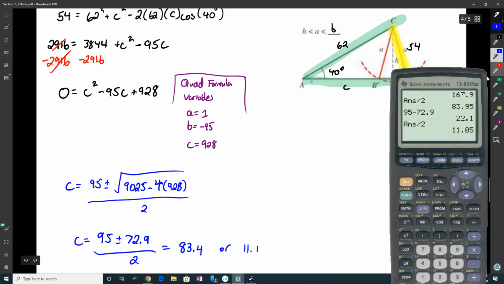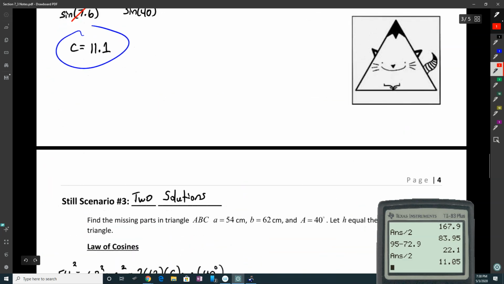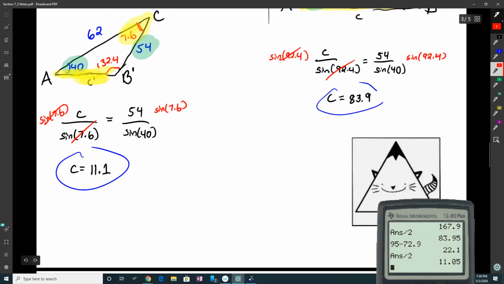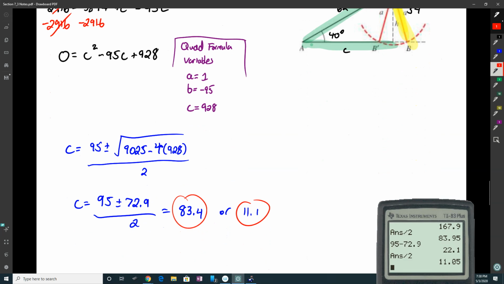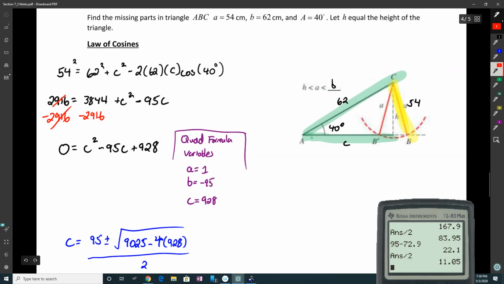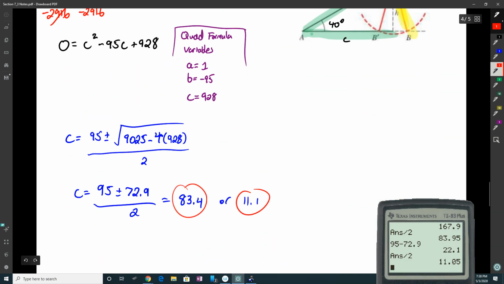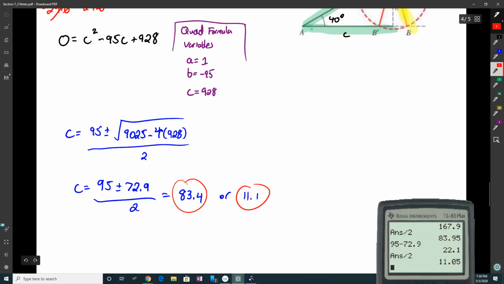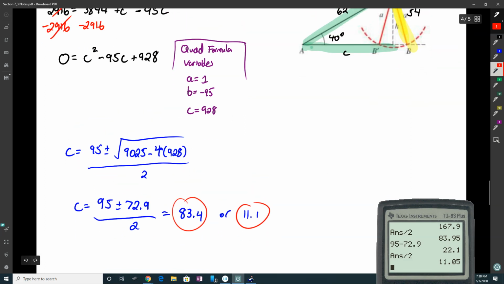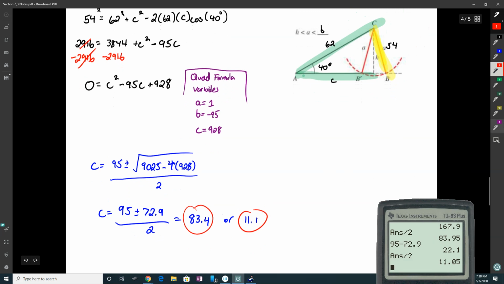And so I get two solutions, and they're the same answers that I got when I was using the law of sines. See? That was 83.9. This one is 83.4. So there's just a little bit of rounding error. 11.1, that answer ended up being the same, though. The larger the numbers are, the more chance you have for some little rounding errors here and there. Anyway, so let's do it. Now that we know the two sides, let's use the law of cosines to finish it off.